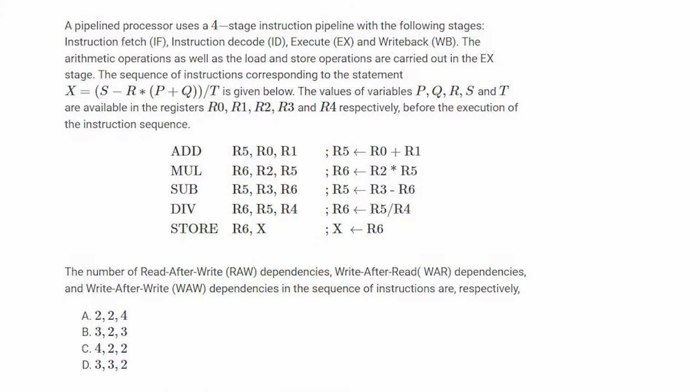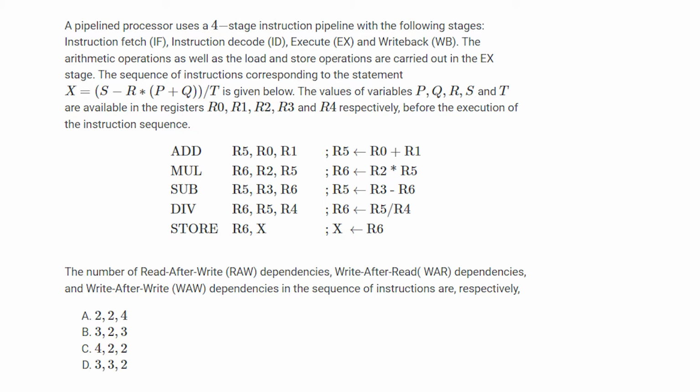A pipelined processor uses a 4-stage instruction pipeline with following stages: instruction fetch, instruction decode, execute, and write back. Arithmetic operations as well as load and store operations are carried out in EX stage. The sequence of instructions corresponding to the statement is given below. You can have a look at the statement. The values of variables P, Q, R, S and T are available in registers R0 to R4 before execution of the instruction sequence.